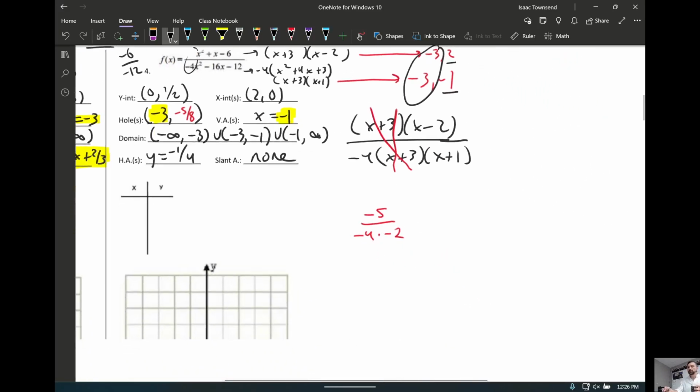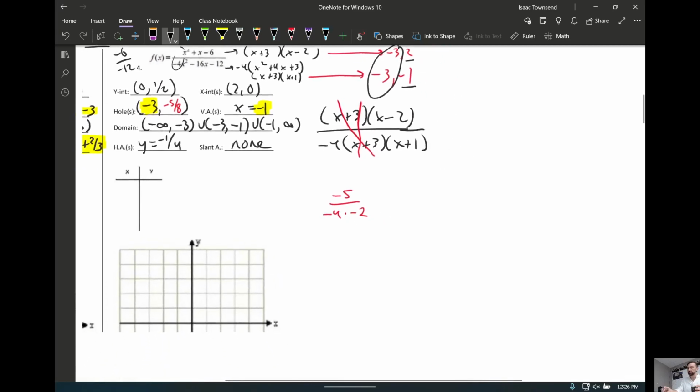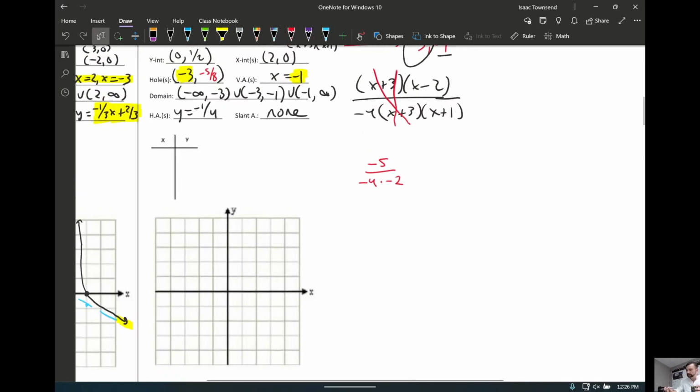And you can either put this stuff on the graph as you find it or at the end like I'm doing, but I've got some points like the x-intercept, 2, 0. I've got the y-intercept, 0, 1/2. Even though the hole is not going to be a point on the graph, we need to show it as an open circle. So when x is negative 3, y is almost negative 5/8. Make sure that's clearly a hole, clearly an open circle.